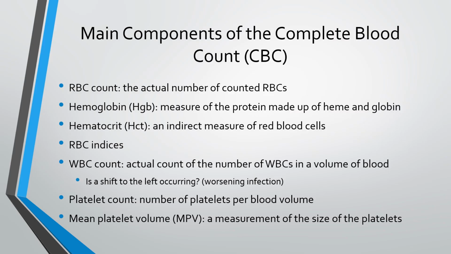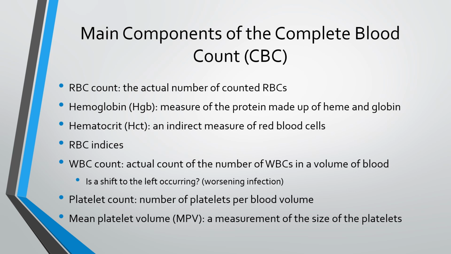So, main components of our CBC, this should be very much review for you. RBC is the actual number of counted RBCs. Hemoglobin and hematocrit are the proteins in our red blood cells. RBC indices measure the cell diameter. White blood cell count is the actual count of the number of white blood cells in the volume.